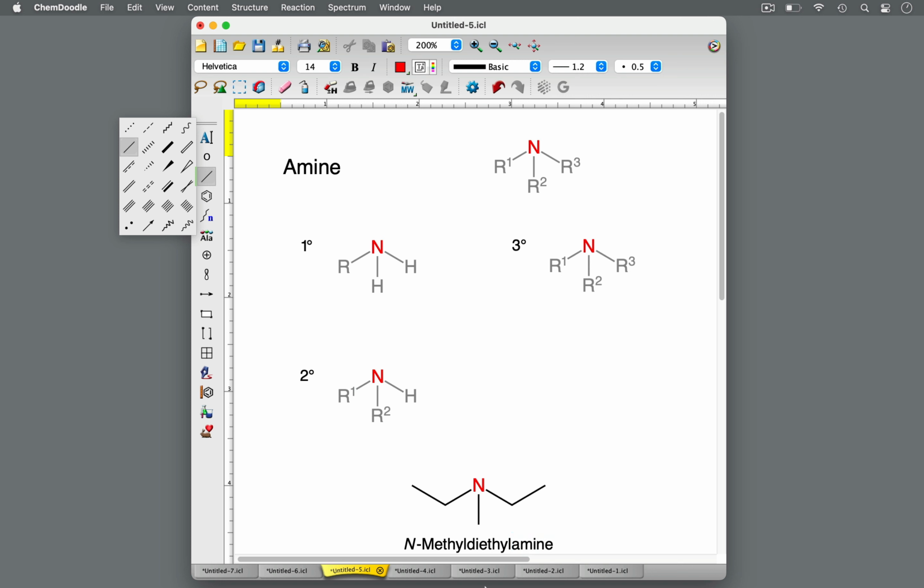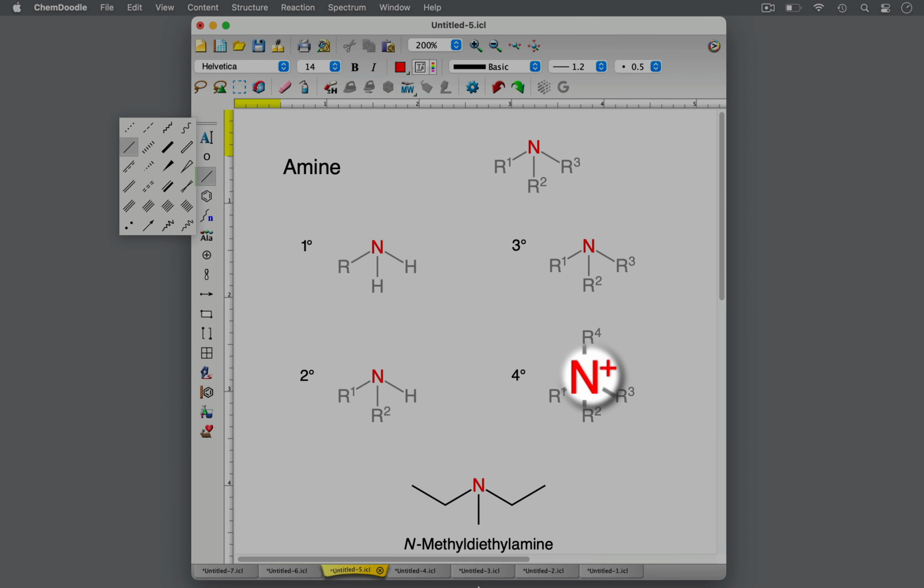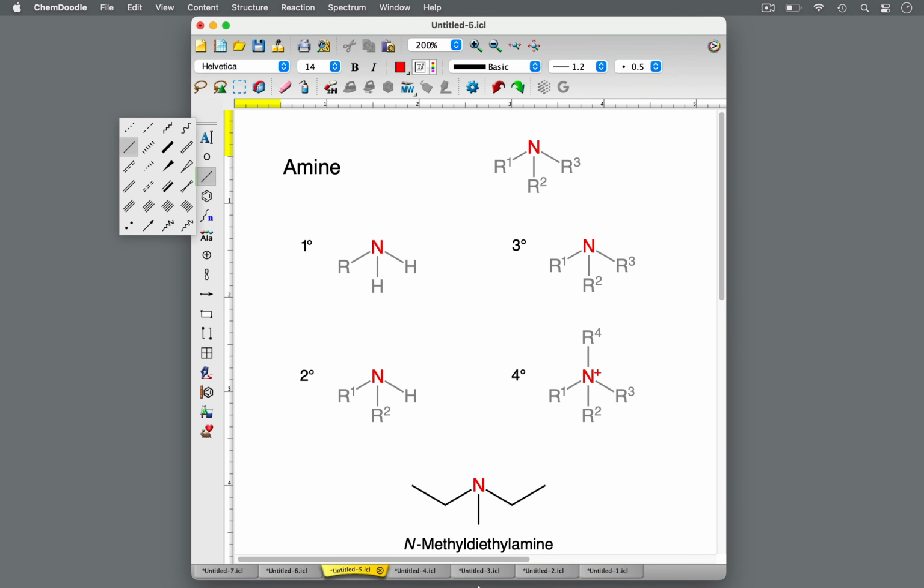As you study chemistry, you may encounter yet another type of amine, a quaternary amine. In a quaternary amine, the nitrogen is bonded to 4 alkyl or aryl groups and carries a positive charge. It's also called a quaternary ammonium cation. In N-methyl diethylamine, adding another methyl group imparts a positive charge on the nitrogen and makes this molecule a quaternary amine.